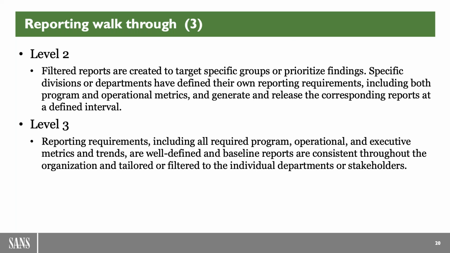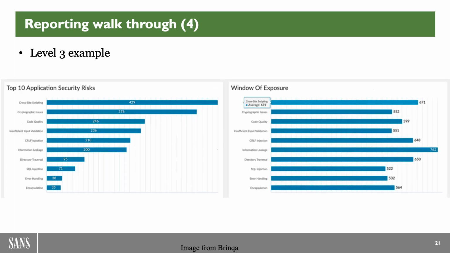Stepping up to the next level, level 3: what have we done to define what we need inside our organization? Have we actually generated all the program, operational, and executive metrics? And are we doing this on a regular basis? We're breaking it up as they need it, and we've generated and are able to generate these regularly. That's what we're pointing to from a level 3 perspective. I've got an example coming up here for what we're talking about on level 3.